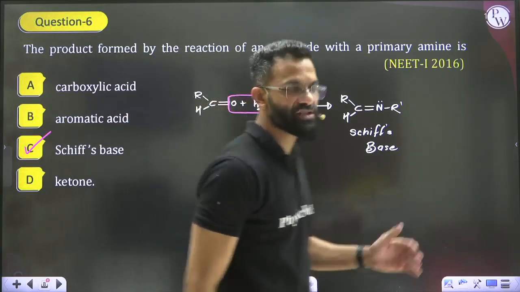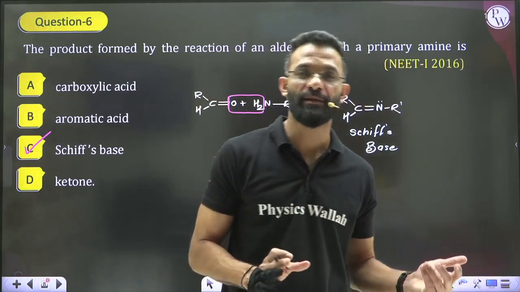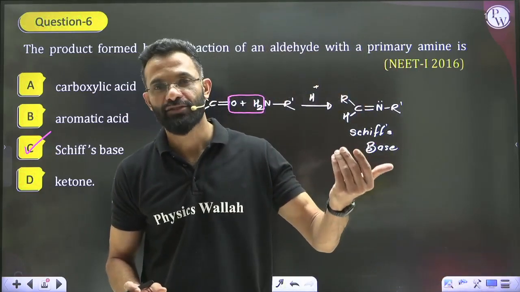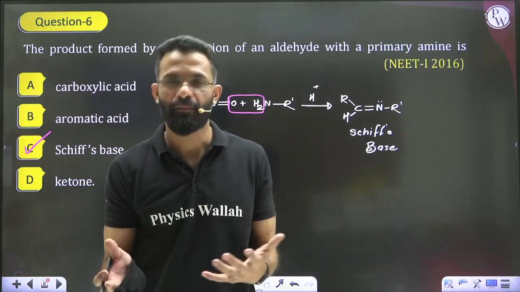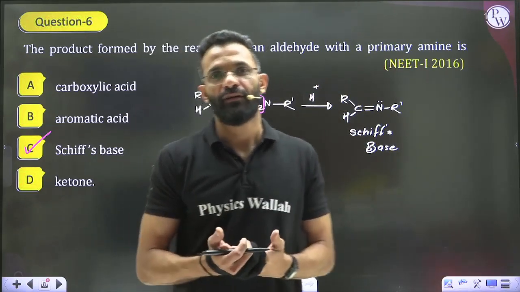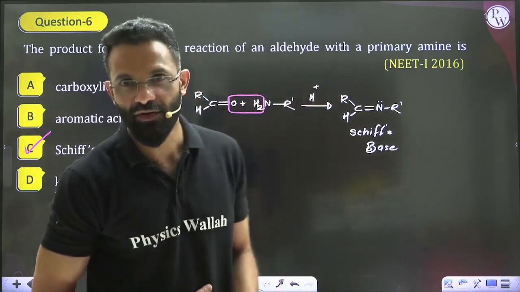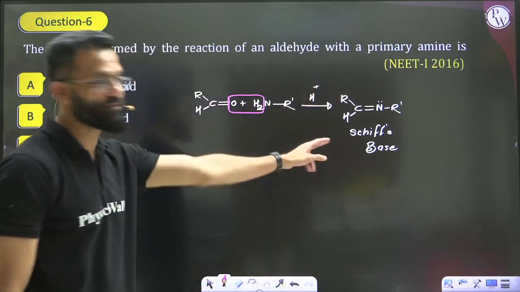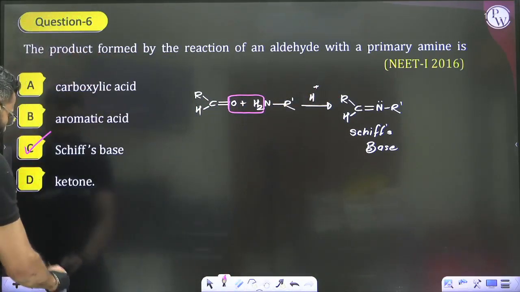Well guys, remember, Schiff's base and Schiff's reaction are two different things. Schiff's reaction is basically a decolorized solution of pararosaniline hydrochloride salt solution, which is of pink magenta color, which upon reaction with sulfur dioxide decolorizes and you get the colorless solution. That is what we call Schiff's reaction. Okay, this is Schiff's base, two different compounds altogether. Next question, number 7.